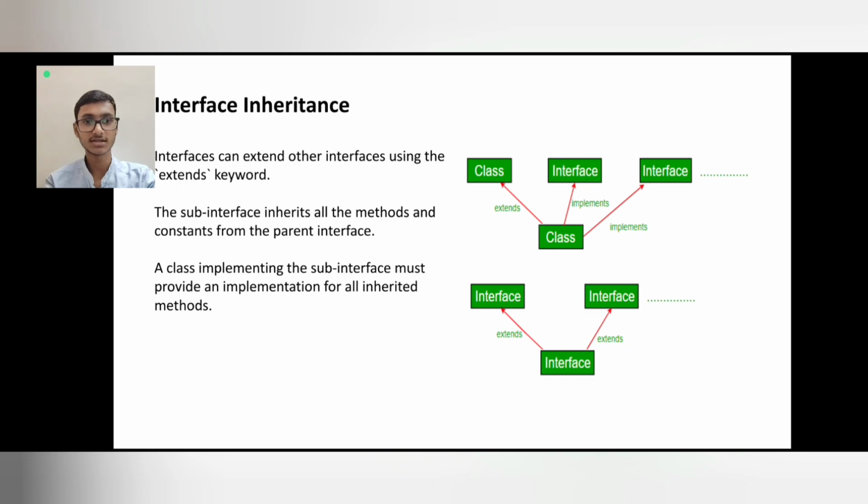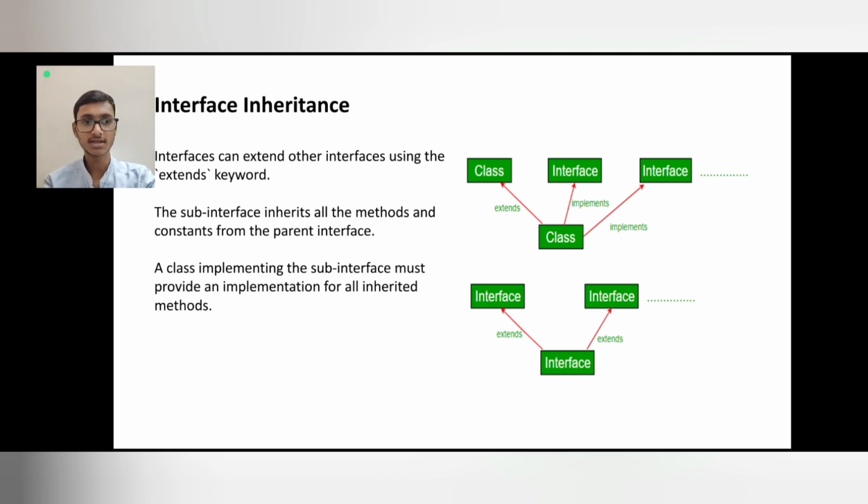Interface inheritance. An interface can extend other interfaces using the extends keyword. The sub-interface inherits all the methods and constants from the super interface. A class implementing the sub-interface must provide an implementation for all inherited methods.